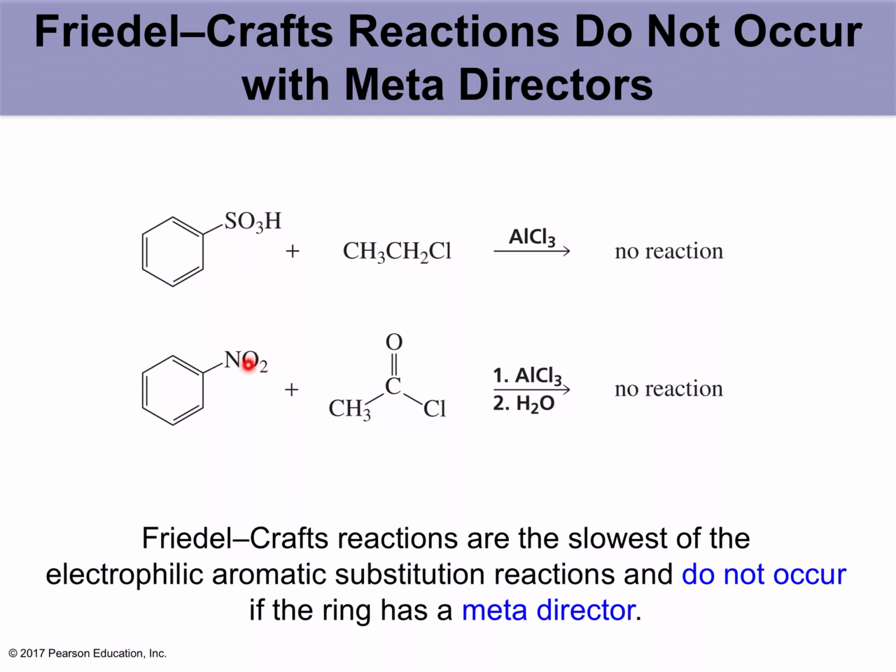Remember, they would withdraw electrons away from the benzene ring. So as a result, when you have a sulfonyl group or a nitro group, meaning strongly deactivating groups on the benzene ring, they will not undergo Friedel-Crafts alkylation or Friedel-Crafts acylation. Friedel-Crafts reactions are the slowest of the electrophilic aromatic substitution reactions and do not occur in the ring if it has a meta director, meaning they are deactivators.